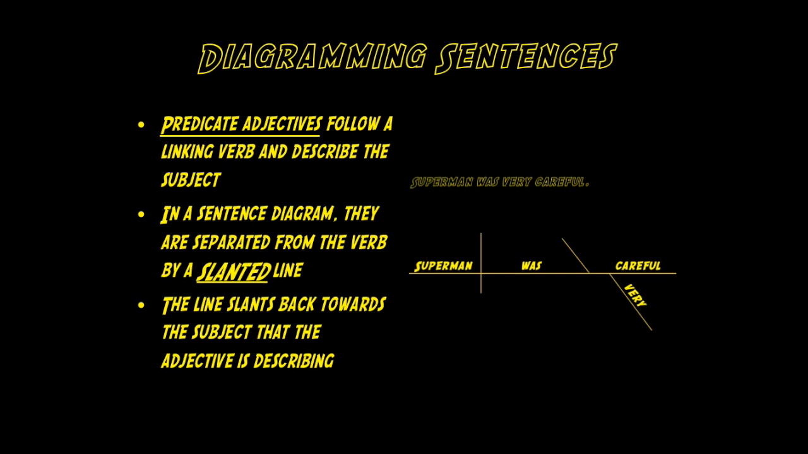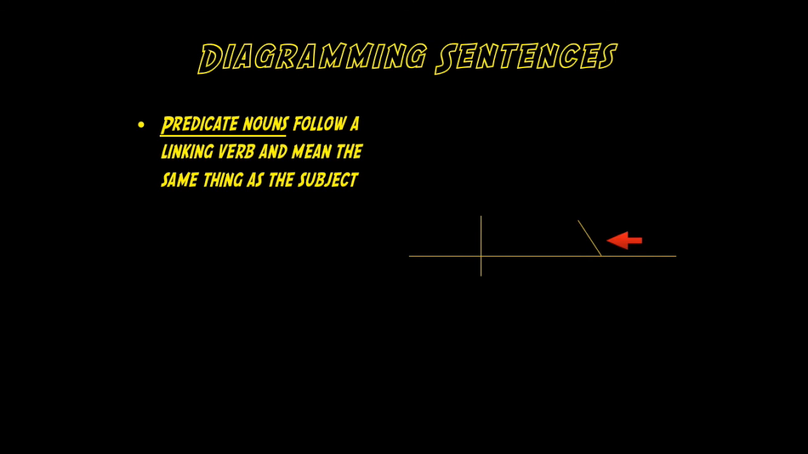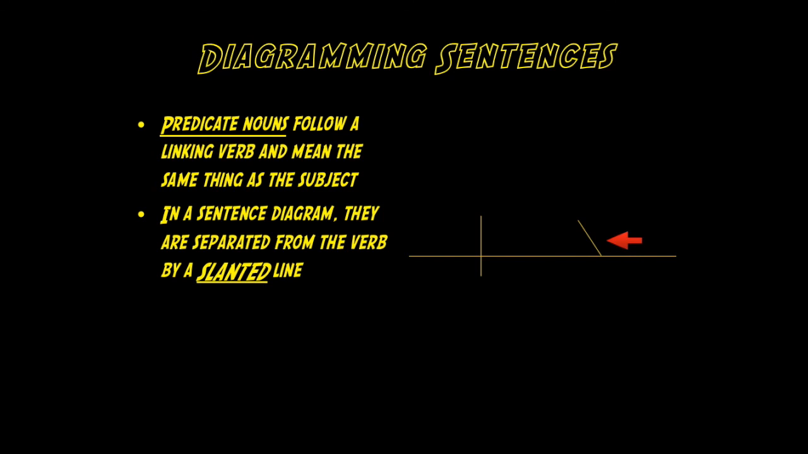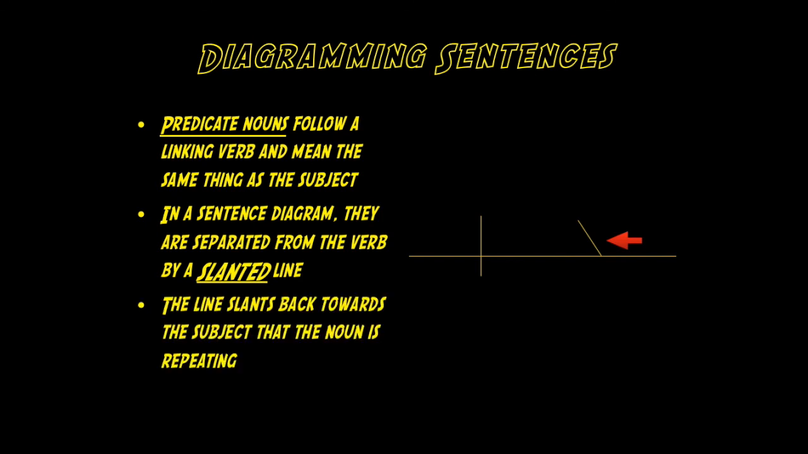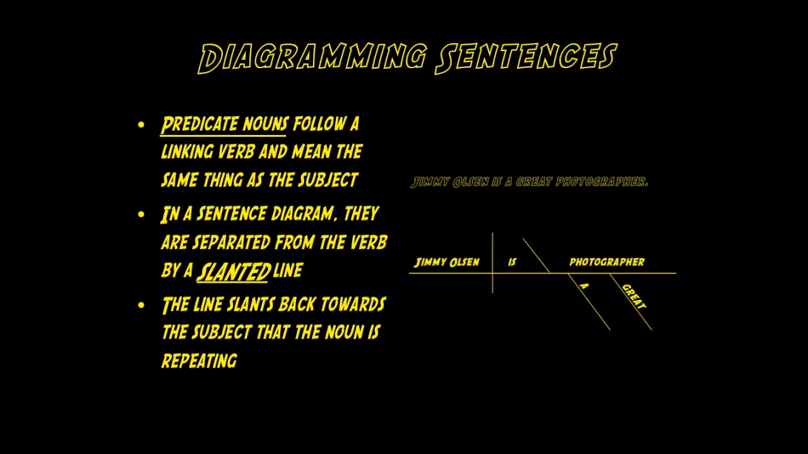Let's look at our last little section on predicate nouns. Predicate nouns follow a linking verb and mean the same thing as the subject. We're actually going to end up diagramming the predicate nouns out the same way that we diagram the predicate adjectives. So you'll notice the similarities here. In a sentence diagram, they are separated from the verb by a slanted line. The line slants back towards the subject that the noun is repeating. Let's look at our example here.